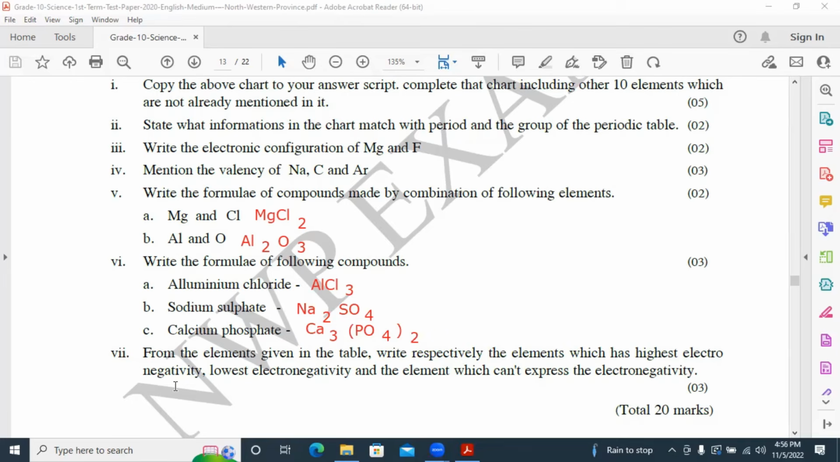Problem number 7. From the elements given in the table, write respectively the elements which have highest electronegativity, lowest electronegativity and the element which can't express electronegativity. Here the highest electronegativity is for chlorine, the lowest electronegativity is for sodium, and no electronegativity for helium and argon.